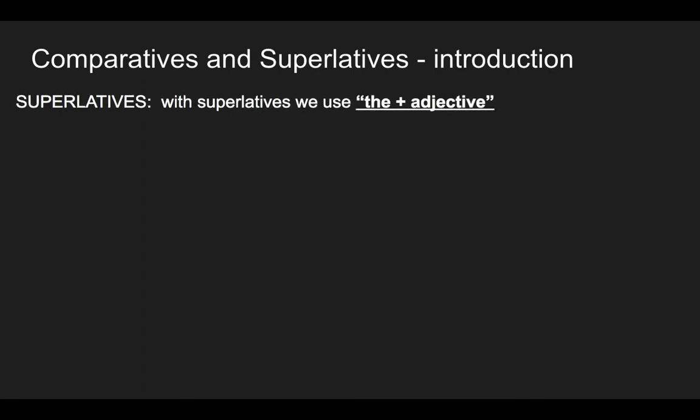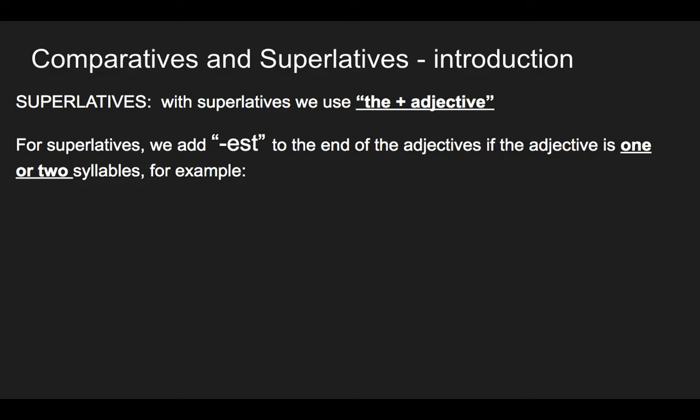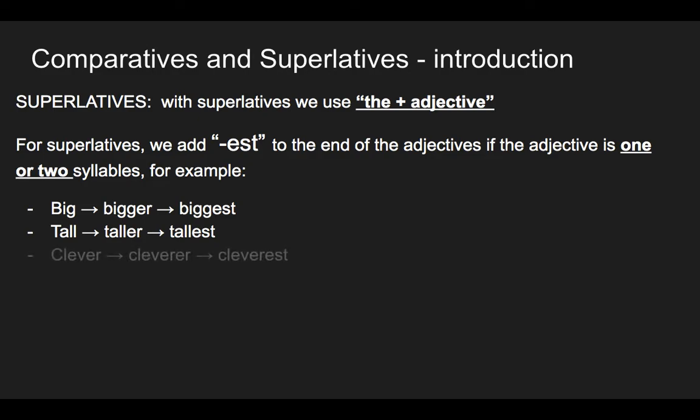Now let's look at superlatives. With superlatives, remember with comparatives we used than. With superlatives, we don't use than. We use the plus the adjective. So again, the rule is the same. One or two syllables, we add est. For example, big, we saw big, bigger, comparative, biggest, superlative. Tall, taller, tallest. Clever, cleverer, cleverest.